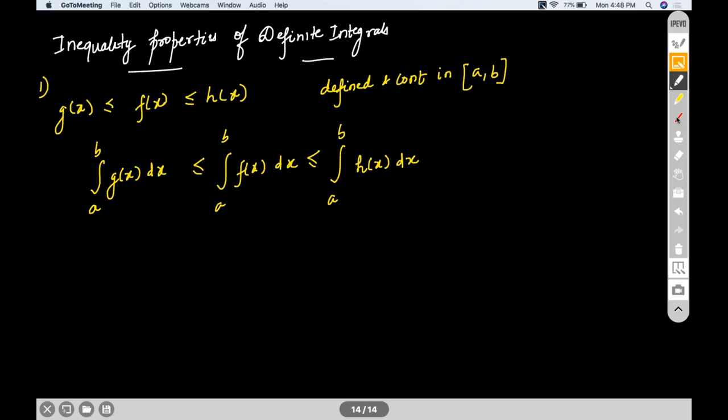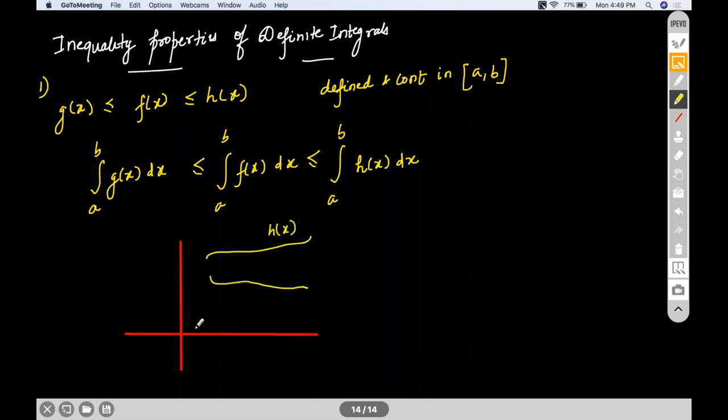Now the proof of this is pretty simple. You can just look at the geometrical proof for this rather than anything else. So you know your g of x, h of x is on the top. Let's say this is your h of x, then is your f of x, and then let's say there is your g of x.